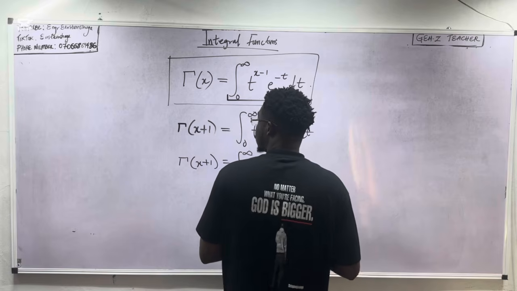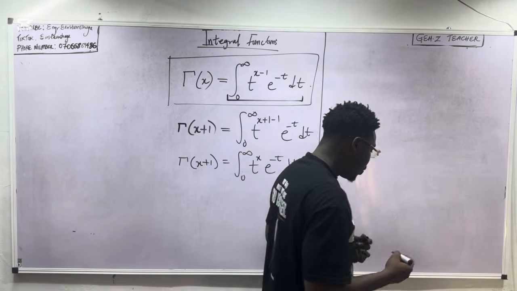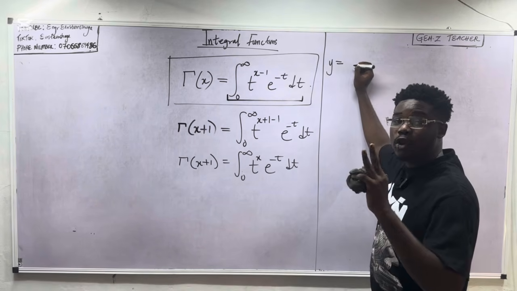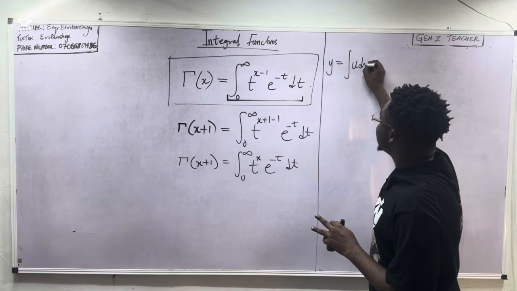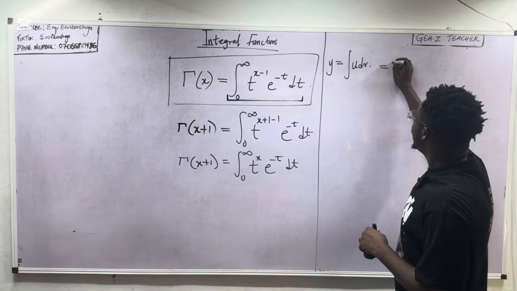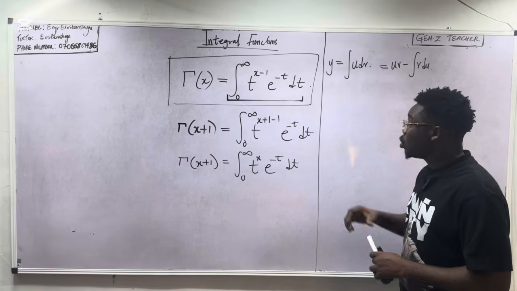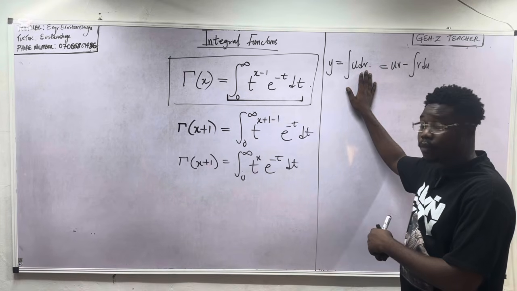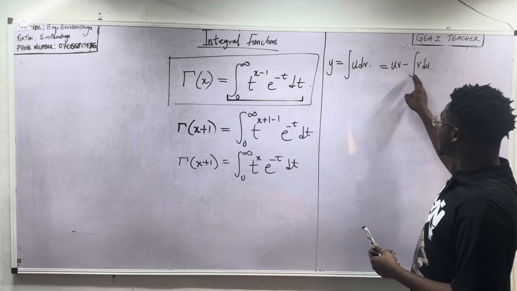Recall. I'm going to go over here. When integrating by parts, for you to integrate by parts, your integral is expressed as something like this, u dv. So the integral of u dv is equal to uv minus the integral of v du. One of the functions will be termed u and the other will be termed dv. So when you integrate u dv, you're going to get uv minus the integral of v du.